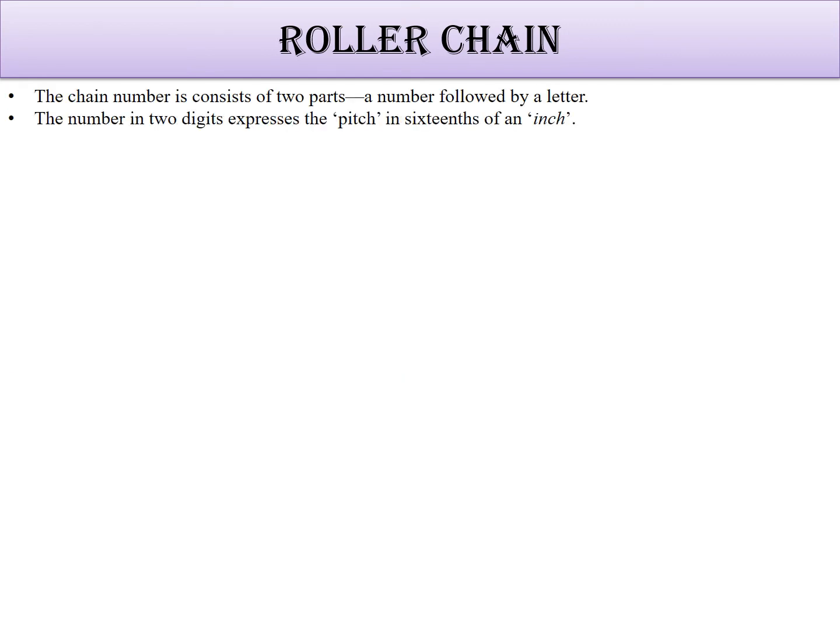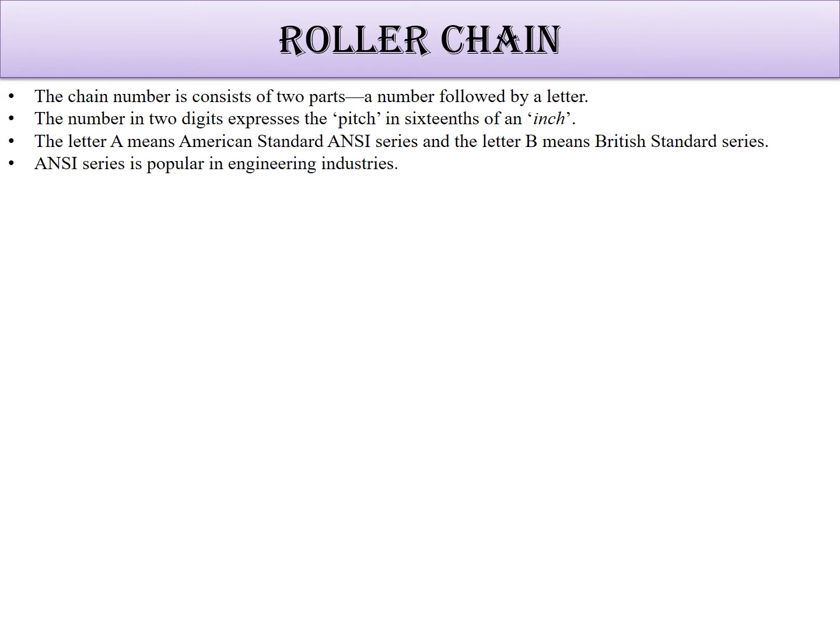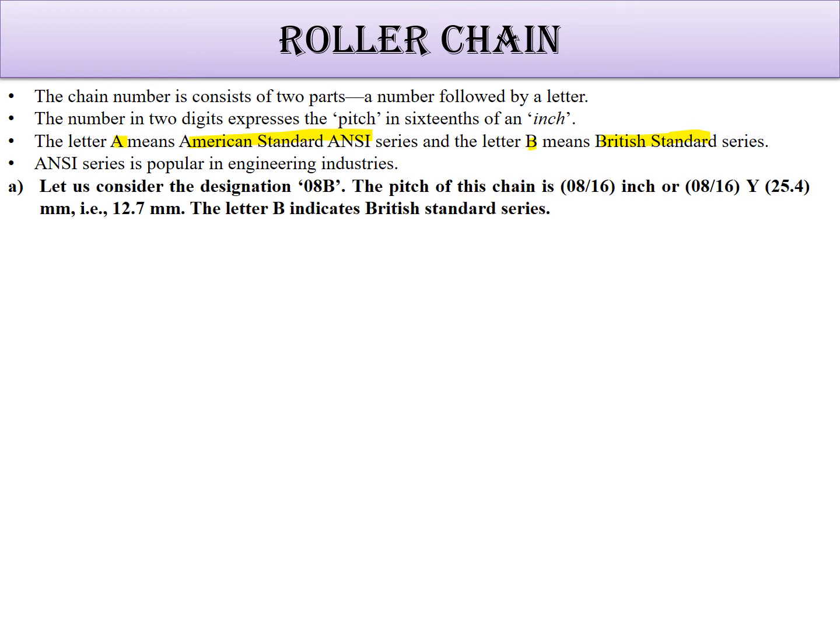Let's see how we designate this part. It consists of 2 parts. Mainly it is formed with 2 standards, that is the American standard and the British standard. A stands for the American standard and B stands for the British standard. Now let's see. The chain is designated as 08B. Suppose this is an example. B is the British standard and 8 denotes what? The pitch of the chain.